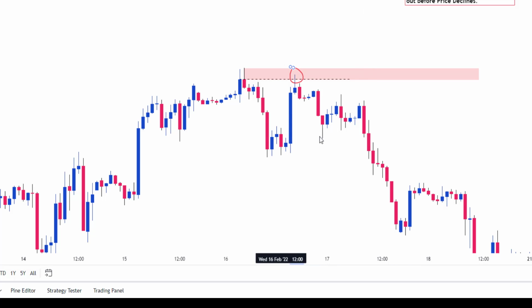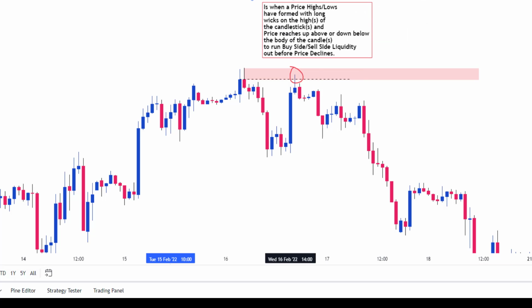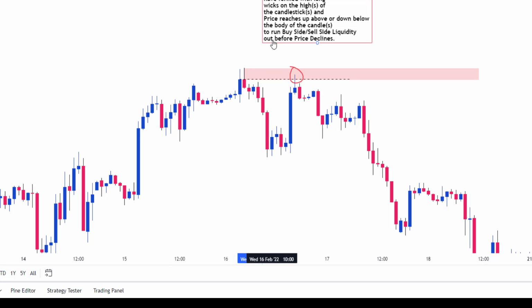It's from the word rejection. Price reaches above it. Mind you, this is not an order block. This is trading above the bodies of the candle after a high has been formed. In the case of a bearish rejection block, you can see them right here. You need at least 1, 2, 3 candles, and then the middle candle has the highest wick. That is your rejection block. Seeing price trading above it, you can actually see this is the exact definition that ICT used. Price reaches up above or down below the body of the candles, the body, not the wicks, to run buy side liquidity or sell side liquidity out before price declines.